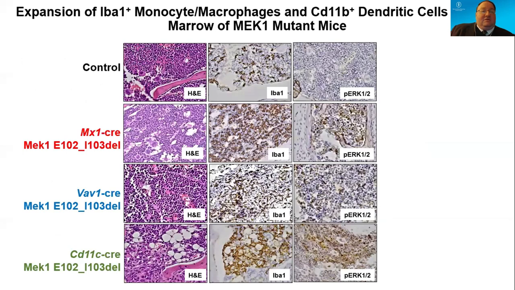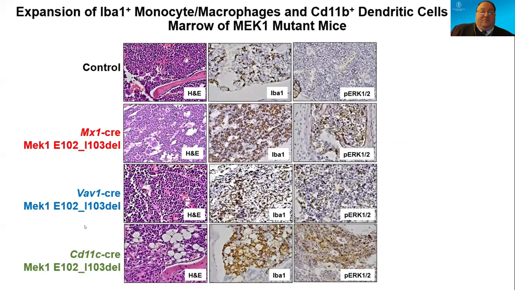And then looking histologically, the control mice. EBA1 is a monocyte macrophage specific stain in mice, staining macrophages as well as monocyte-derived tissue, CD11B positive dendritic cells. And they didn't have overexpression of phospho-ERK. They had limited expansion of EBA1 positive cells within the bone marrow.